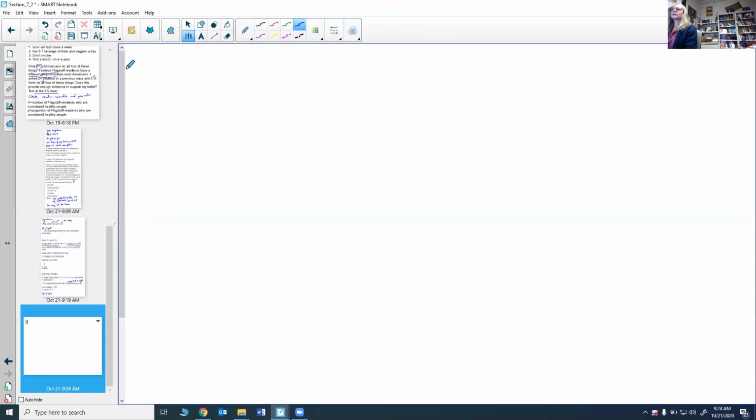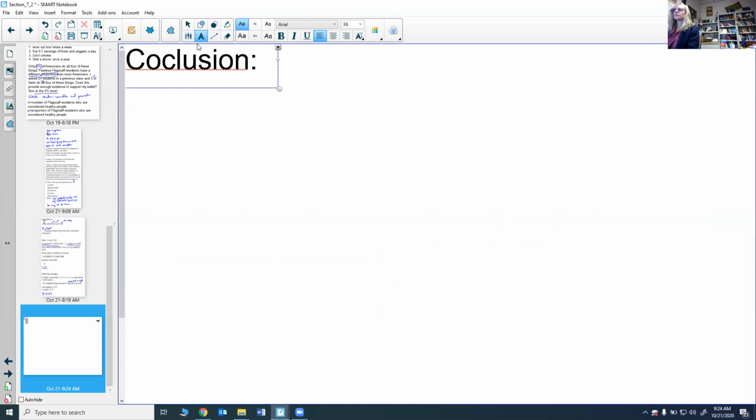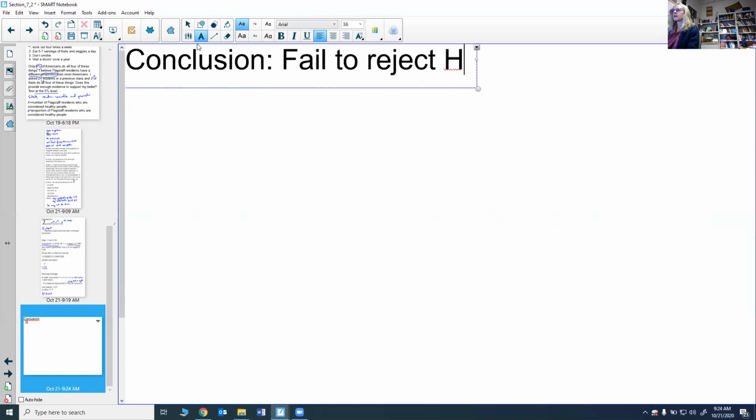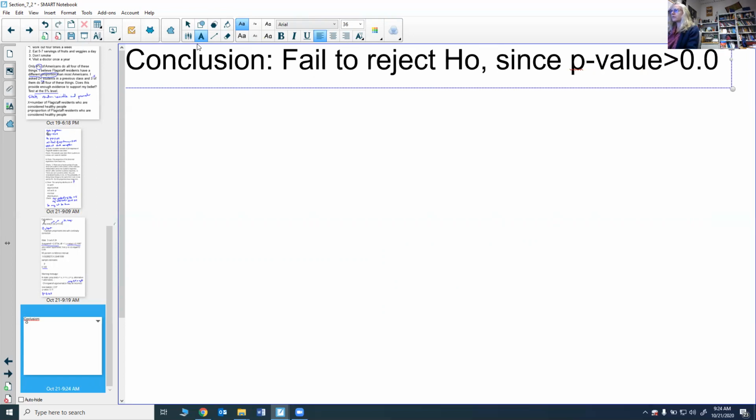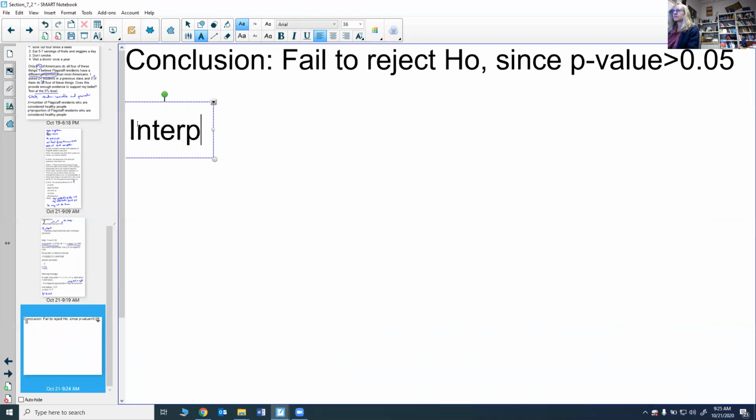So now we're ready to do our last 2 steps. Our last 2 steps are the conclusion and the interpretation. Our conclusion is we're going to fail to reject H0, since your p-value is greater than 0.05, which was our level of significance. And that means that when I go to do my interpretation, which is what you're basically telling people your answer, they don't want to read, fail to reject. So the interpretation is for your reader.